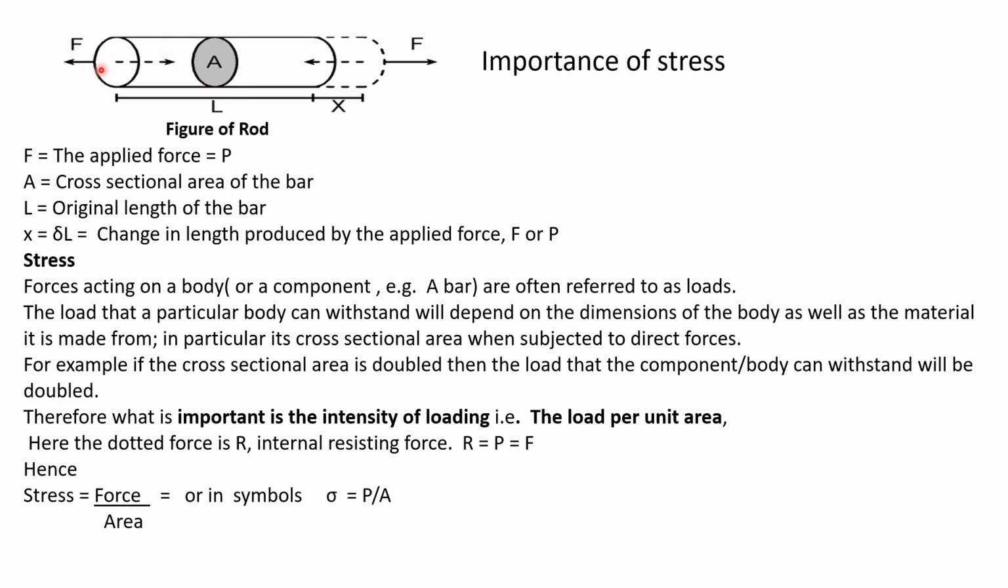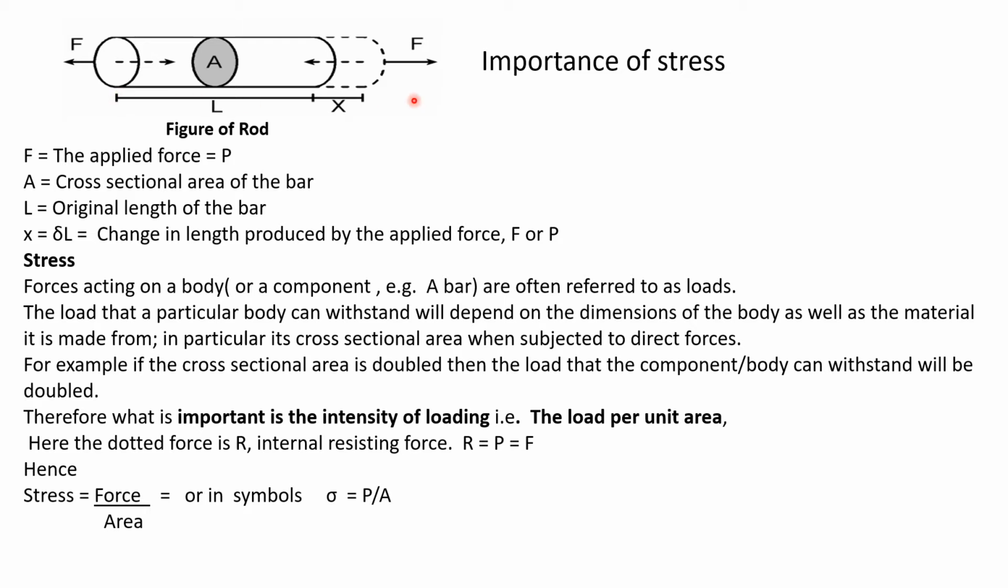Here the force is shown as F. This is the cross-sectional area. Now this is a three-dimensional figure, and this is a rod where the cross-section is a circle, and this dotted line is an internal resisting force which is developed. Now this force is again a pulling force.